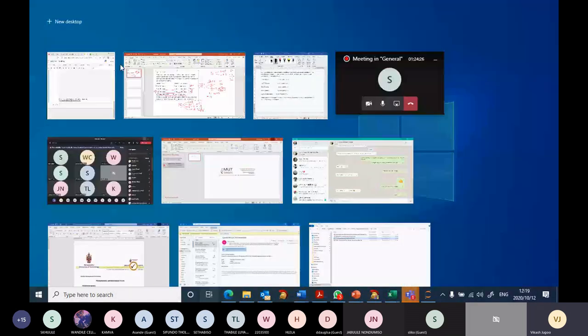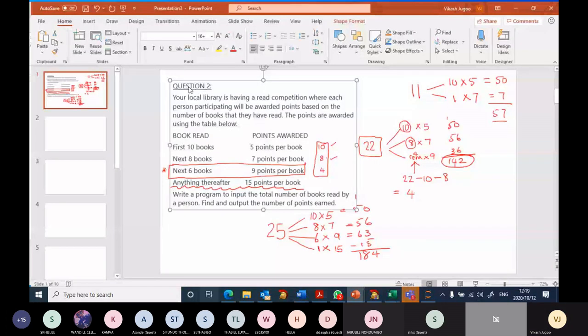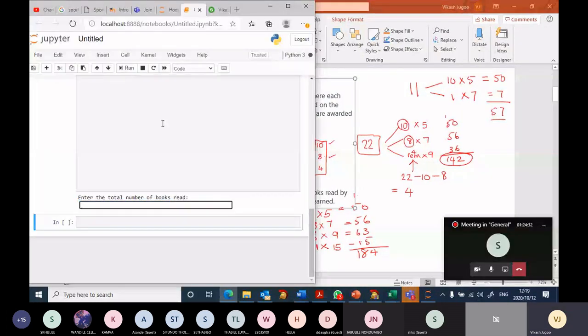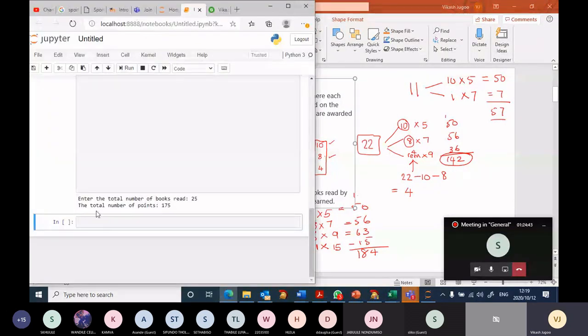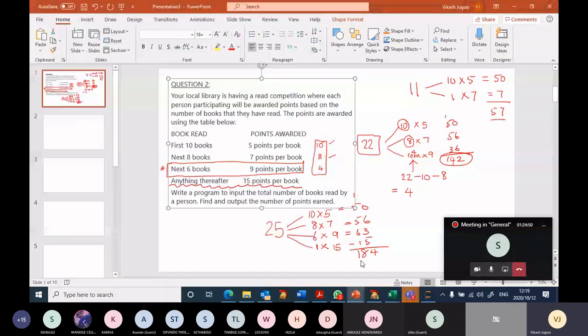So here, let's try it again. Let's give it a run. I'm going to enter 25 books and I'm getting a different answer. For 25 books, it's telling me 175 compared to what I worked out, 184. I wonder if my calculation is right.